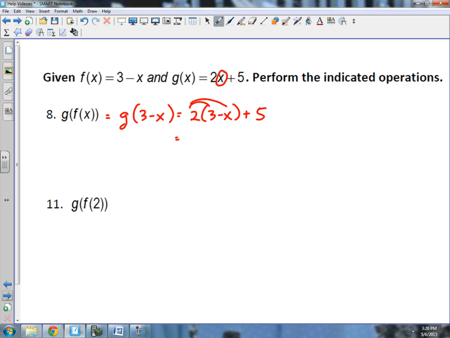You distribute, so I get 2x cubed minus 2x plus 5. Combine like terms, I get -2x plus 11. If you put it in the different order, like 11 minus 2x, that's fine as well. For the next one, I got g of f of 2.